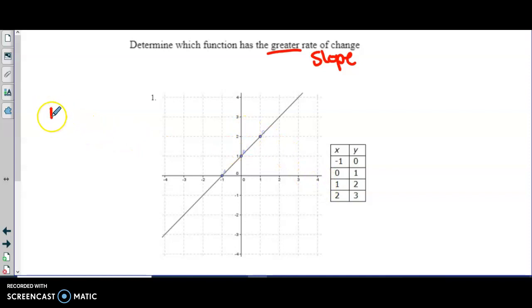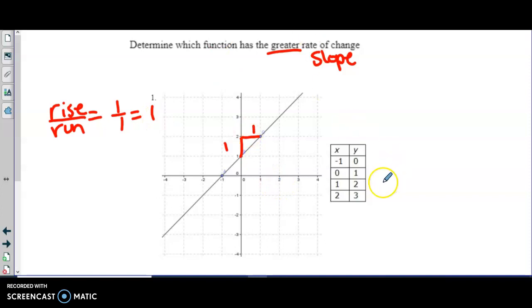So on the graph, we're going to use rise over run. Doesn't matter which point you pick. First of all, I like to see that this slope is positive. So I'm going to go ahead and make a note that it's positive. And then I'm going to rise up 1, and I'm going to run over 1. So this slope is 1 over 1, which reduces to 1.